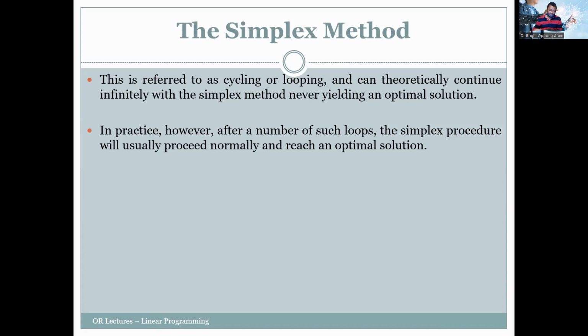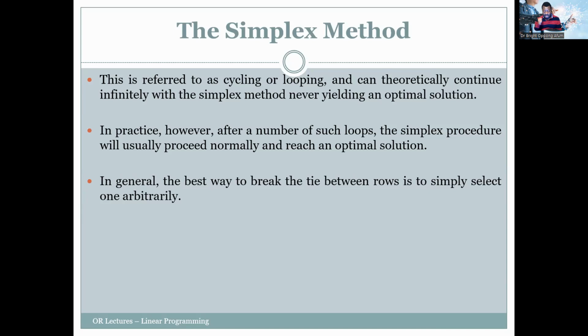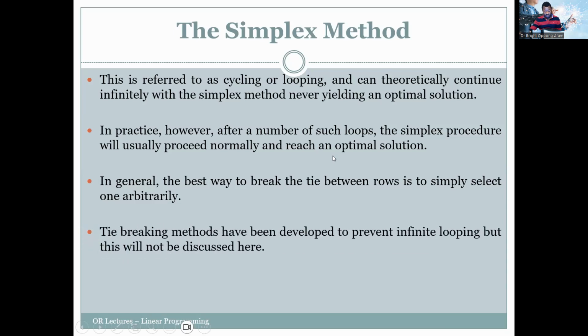optimal solution. So in general, the best way to break the tie between rows is to simply select one arbitrarily, right? So you select one arbitrarily. Tie-breaking methods have also been developed to prevent infinite looping, but this will not be discussed here. So you select one arbitrarily.